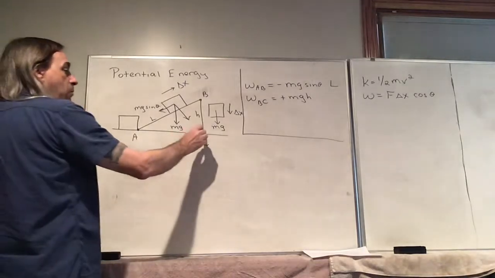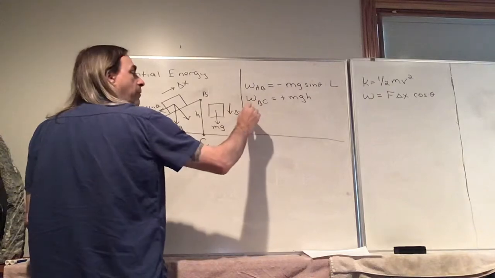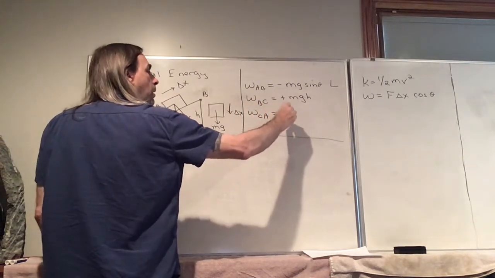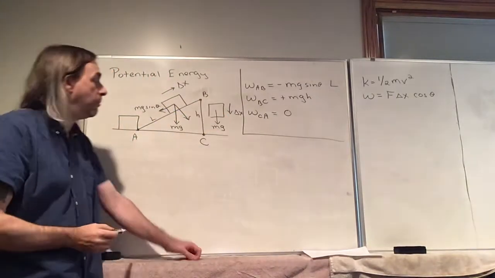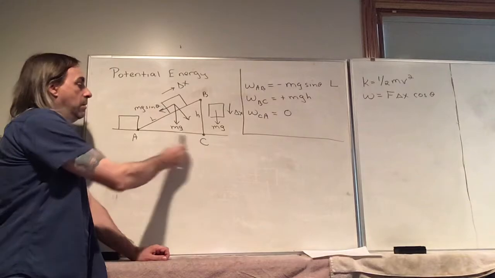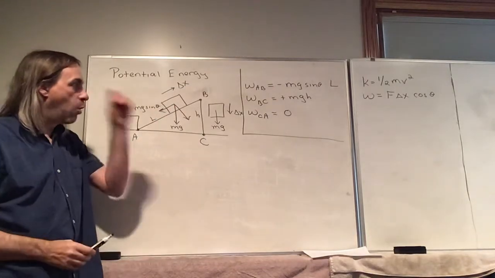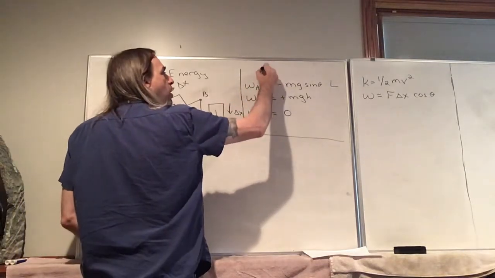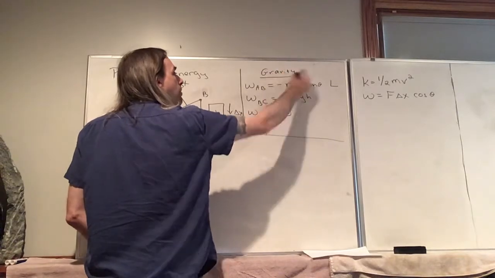And finally, now that we're on the ground at point C, let's push it back to A across level ground. The work done by gravity in this case is zero, because it's moving across the ground. Gravity is perpendicular to that, so no work is being done by gravity. Again, we're ignoring all the other forces acting here, just focusing on the work done by gravity.